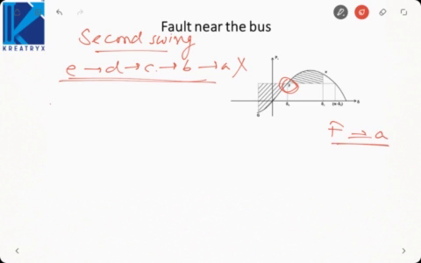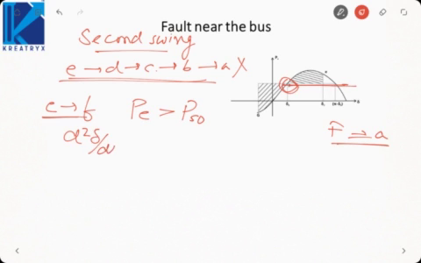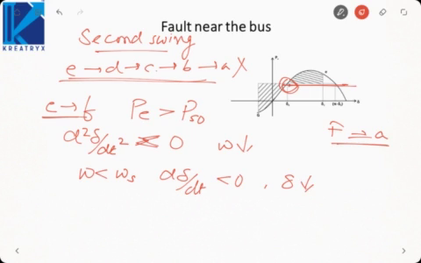From E to F, what is happening? Electrical power is greater than shaft power, because this is my shaft power. So d square delta by dt square is actually less than 0. That means omega reduces. Now at point E, speed was synchronous speed. If omega reduces, it becomes less than synchronous, due to which d delta by dt becomes less than 0 and delta also reduces. Okay, so delta reduces, we are going from E to F.